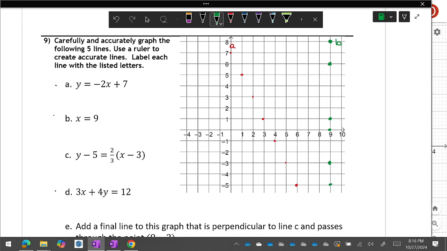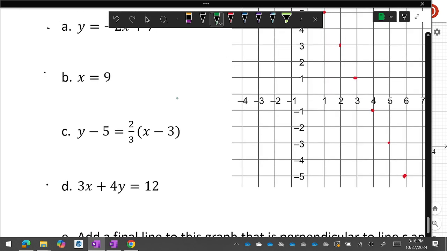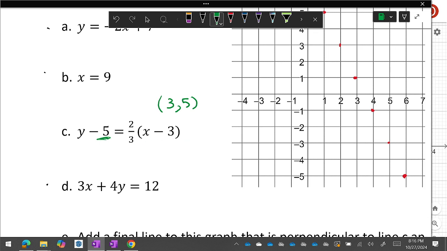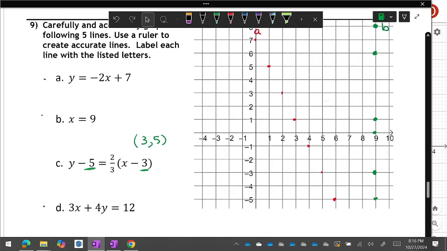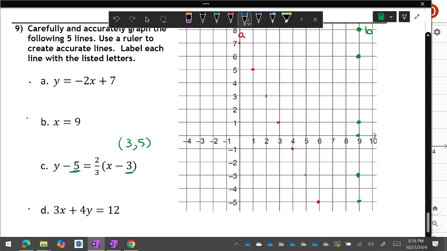The next equation, this is written in point slope form. So I know just by looking at it that this has to go through the point where x is 3 and y is 5. Because if you think about it, the formula is y minus your known y value, so y minus 5 equals your slope times x minus your known x value, so x minus 3. So I know that this is going to pass through the point, I'll use blue, where x is 3 and y is the number 5, right here.